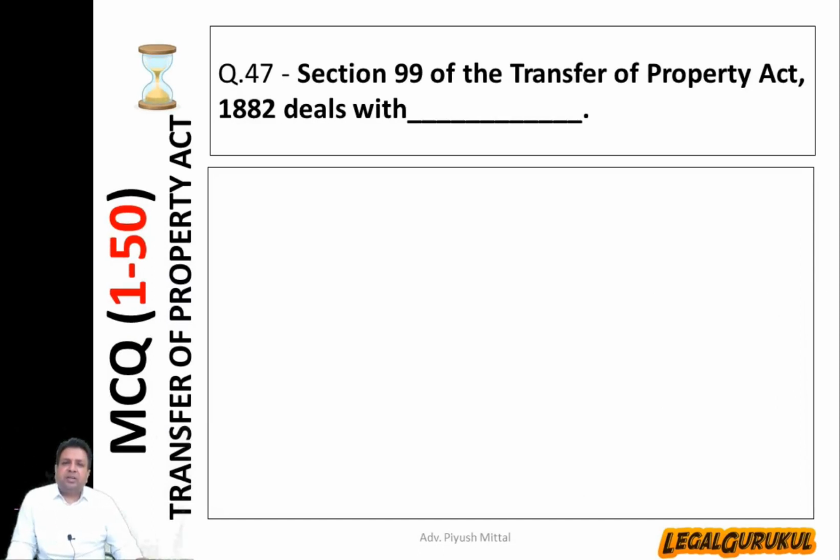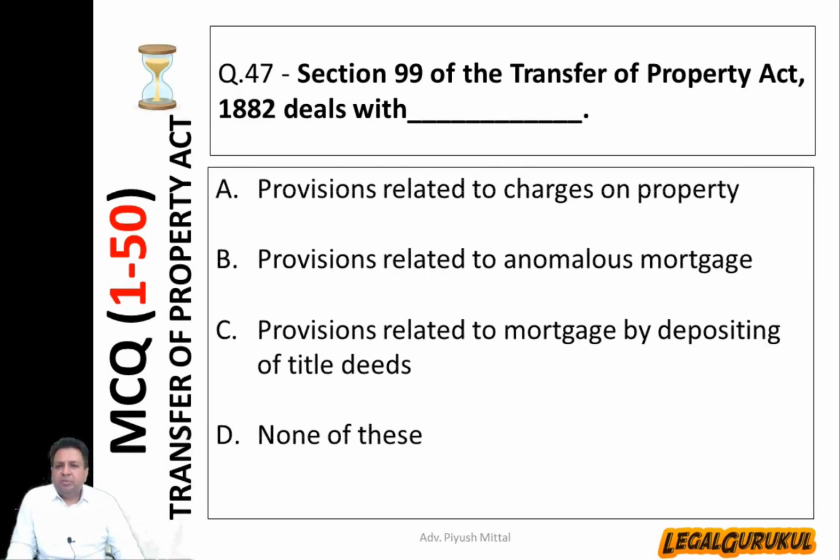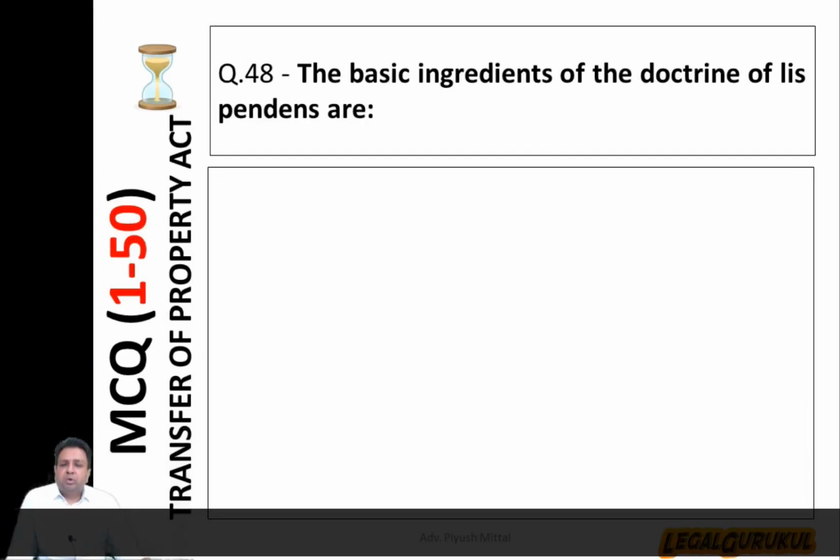Question number 47. Section 99 of the Transfer of Property Act 1882 deals with option A. Provisions related to charges on property, B. Provisions related to anomalous mortgage, C. Provisions related to mortgage by deposit of title deeds, D. None of these. And the correct answer is D. None of these.